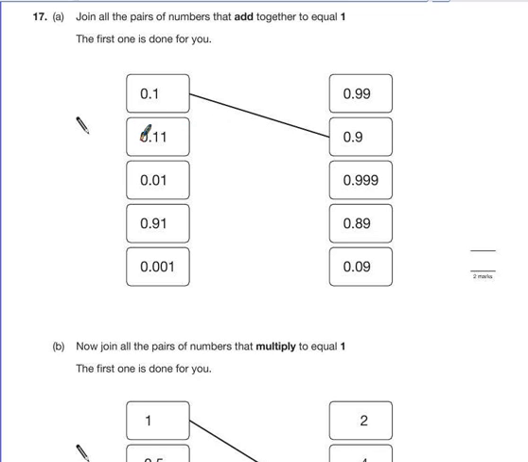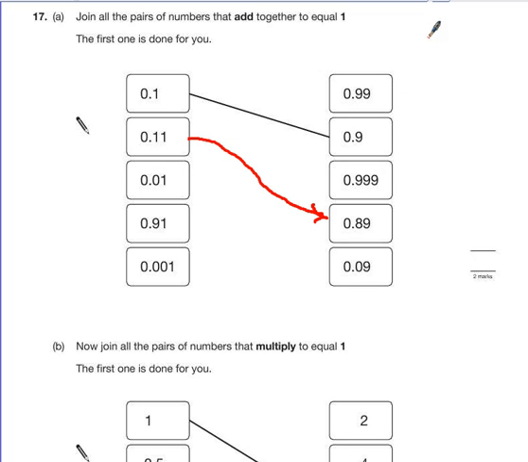Now we have 0.11. It's almost like 11 pence. And if I decided to add those two together, 11 pence add 99 pence is £1.10. That doesn't work. Same thing would happen here. Whereas 11 pence add 89 pence would give us a full pound. 0.11 add 0.89 adds up very nicely to give us a whole number.